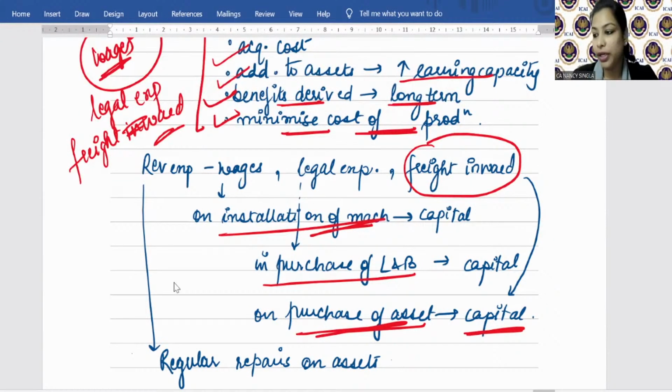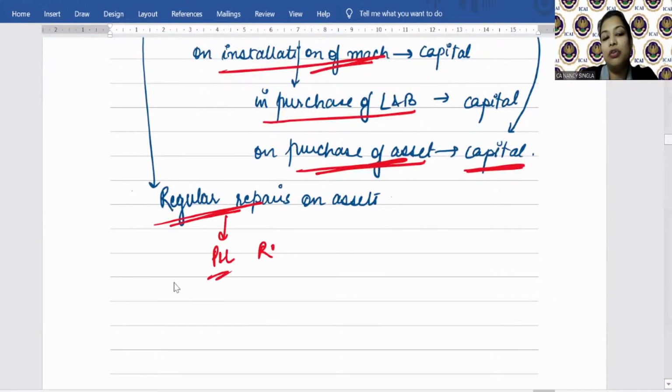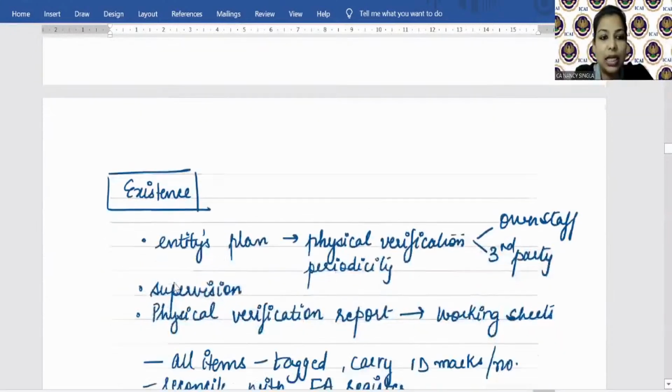So my fourth point, who is saying, Mr. Mishra, it was with respect to the expenditure which has an effect of minimizing the cost of production. Okay? And I'm sure that you all have already done all these things in your foundation, and these must be very much clear to you. But regular repairs on asset, so these will be what? These will be charged to a P&L. That is, these are of revenue in nature. Okay? Clear? So auditor will consider that.